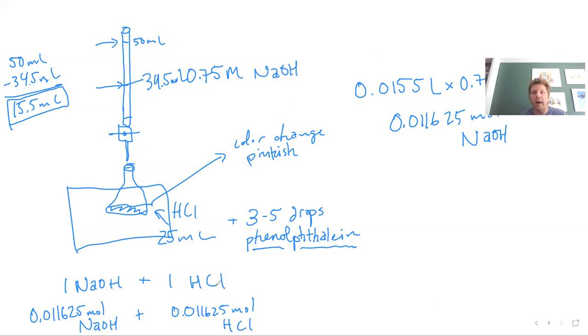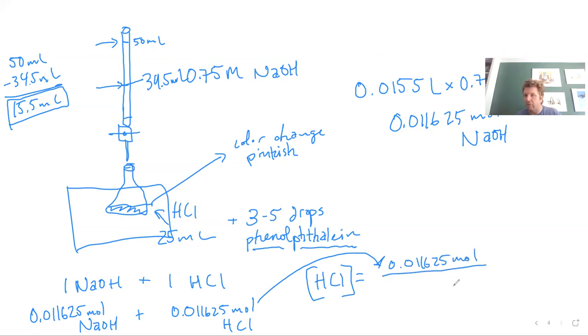Now, what I'm asking you for and what you need to do for this is figure out the concentration of HCl. You might see that written like this, HCl, and then put a bracket around that. What's the molar concentration of this? Well, the molar concentration is just going to be the number of moles, 0.011625 moles, divided by my volume. I had exactly 25 milliliters of HCl.